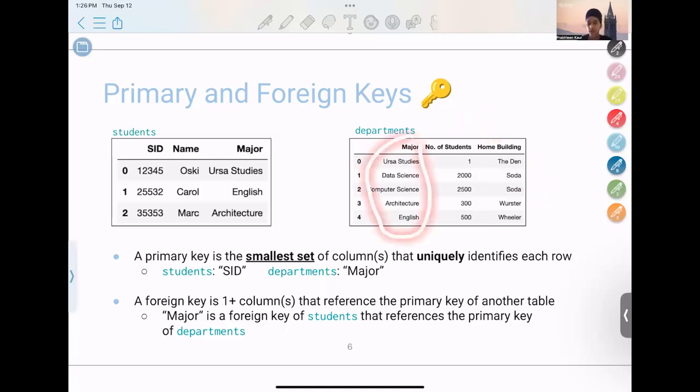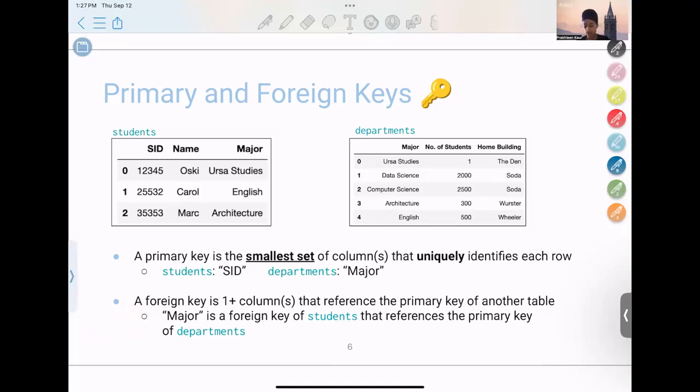But the major, given what we know about what this data frame holds, makes sense to be the primary key. An interesting thing to note is that sometimes the primary key is more than one column. Maybe two columns together give you a unique identifier for each row, whereas just one wouldn't. And so you'll see practice of that during the semester. The last thing we're going to talk about are foreign keys.